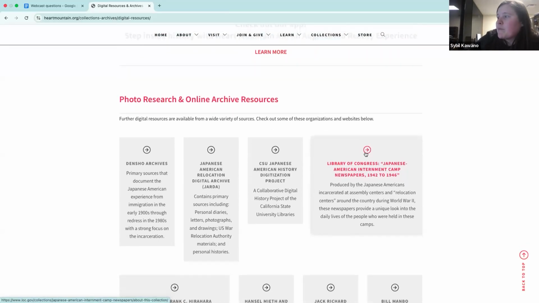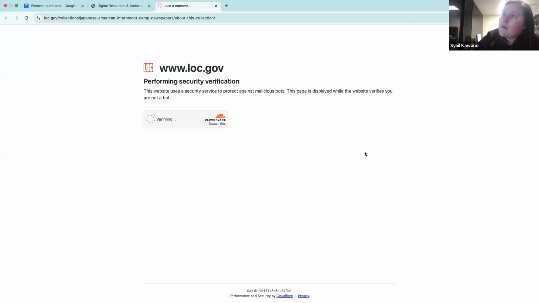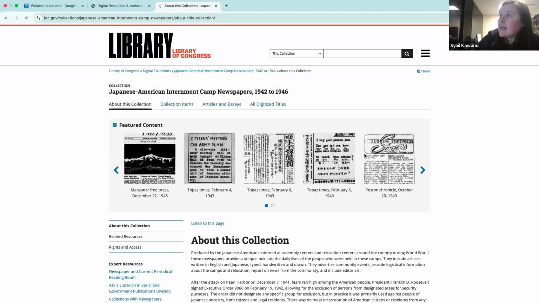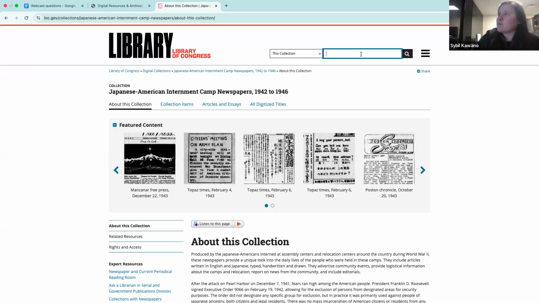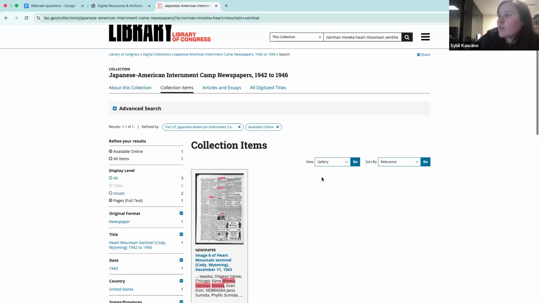So if you go down here, the Sentinel, along with all of the incarceration camp newspapers, is located on the Library of Congress. You can just click that and it will take you here. From here, you can do a very simple search, like say Norman Mineta, and then type in Heart Mountain Sentinel. And from there, it should pop up every article that has Norman Mineta.